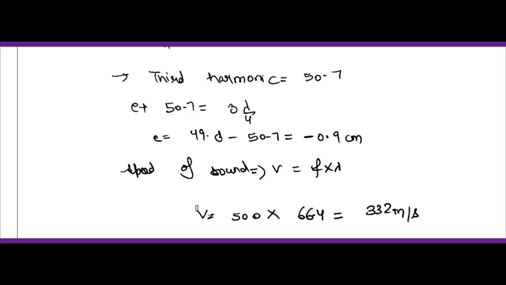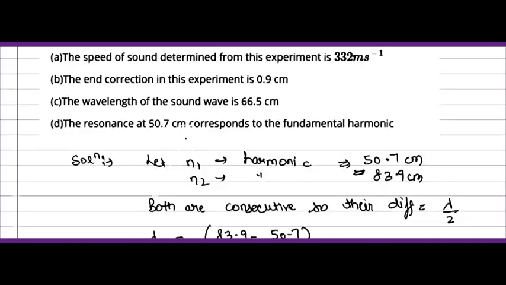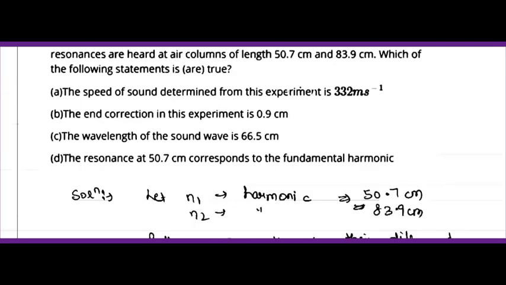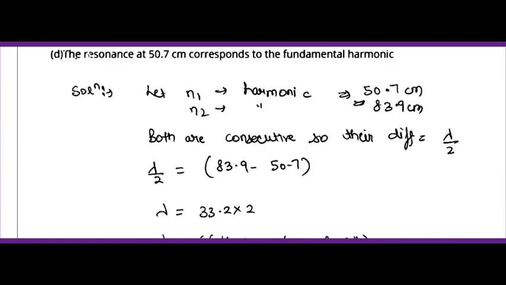So from this we get the velocity, and we have e. Now we check which options are correct here. The speed of sound determined from this experiment is 332, so this is correct. The end correction in this experiment is 0.9 centimeter, this is also true. And the wavelength is 16.65 here, and the resonance corresponding to it, this is incorrect. So A, B, C are correct. Thank you.